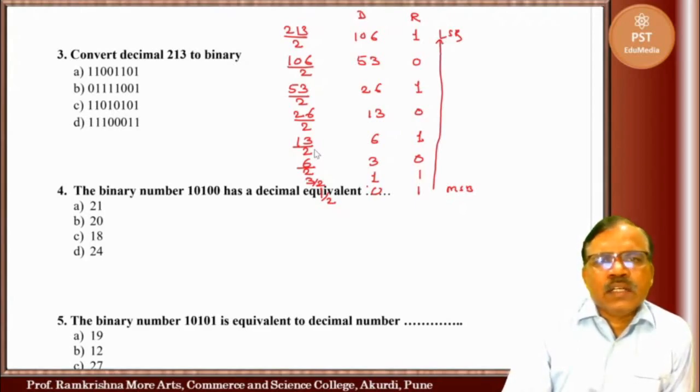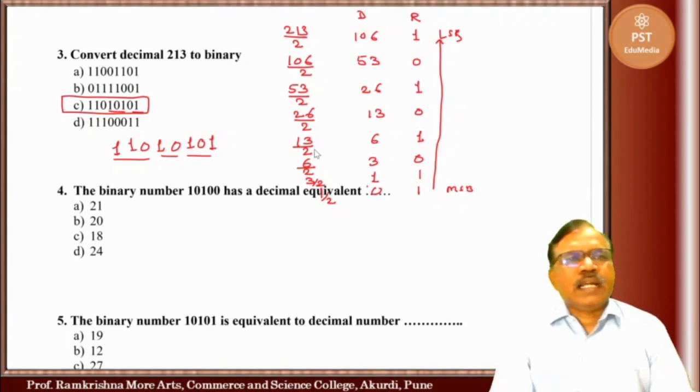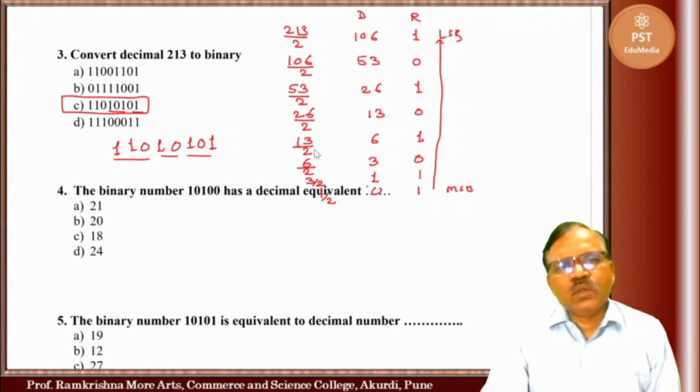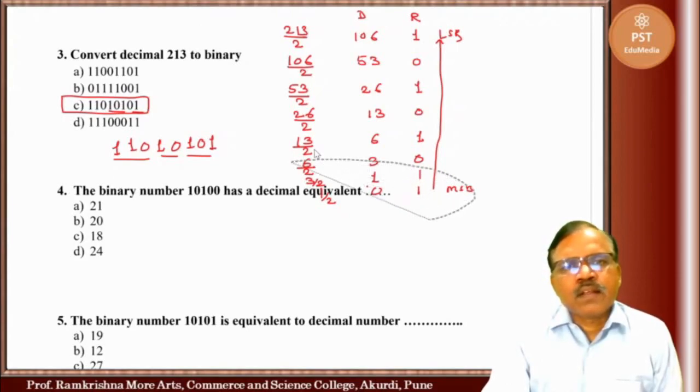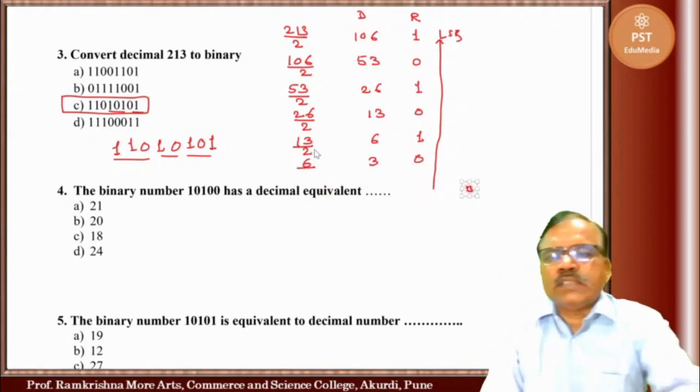So if we take it, we get 11010101. So see, this one is correct. So in this way you can convert a decimal number into a binary number. Let us go to the next one.